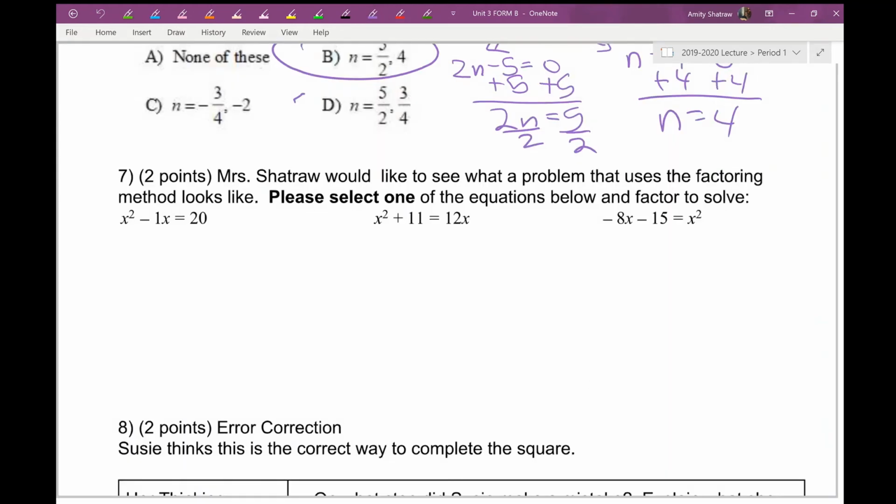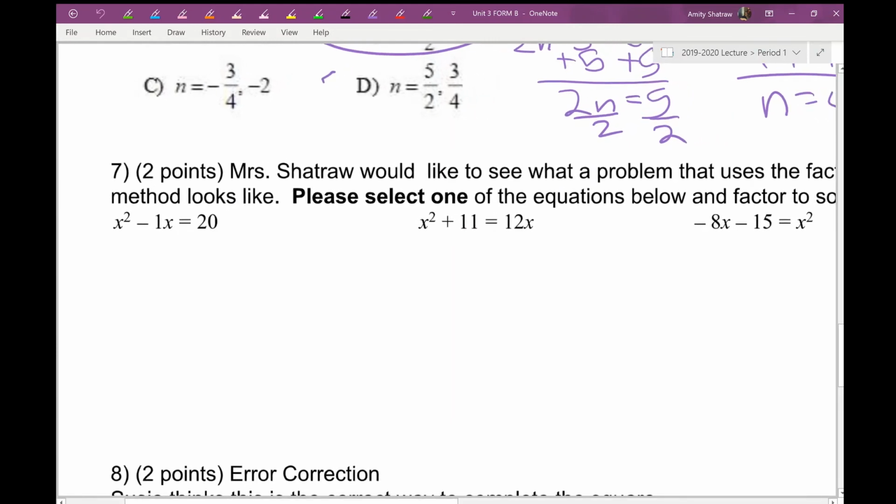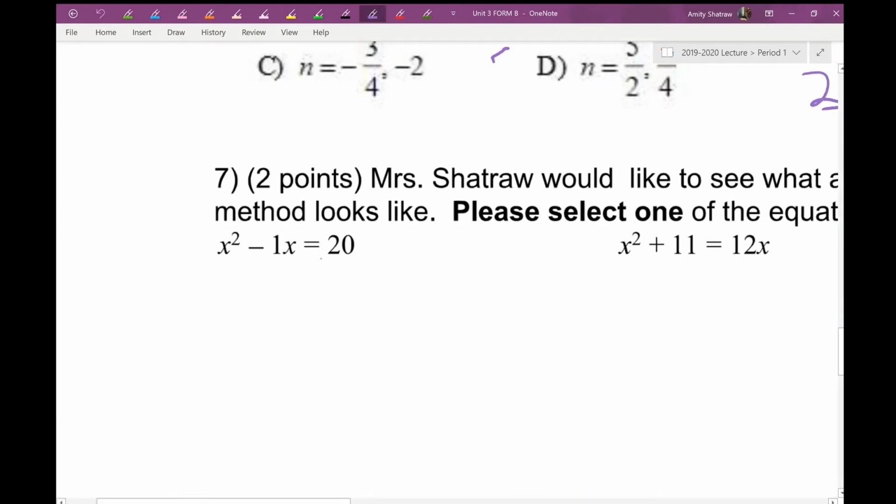To finish this up, I'm going to say that number 7, you could have done any one of these problems. It doesn't matter to me which one. I wanted you to pick the one that seemed easiest to you. Honestly, this one is the one that seems easiest to me. I'm going to minus 20 from both sides to get this into standard form. And standard form looks like this: x squared minus 1x minus 20, and that equals 0.